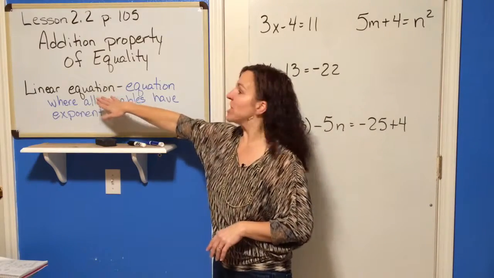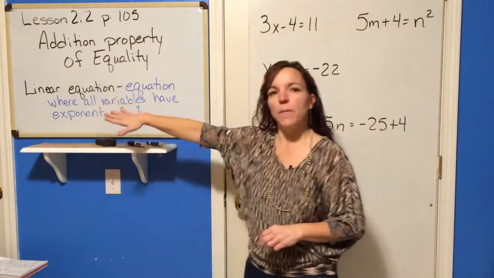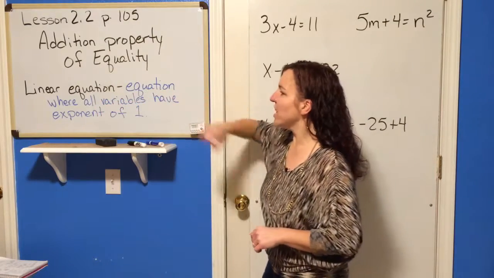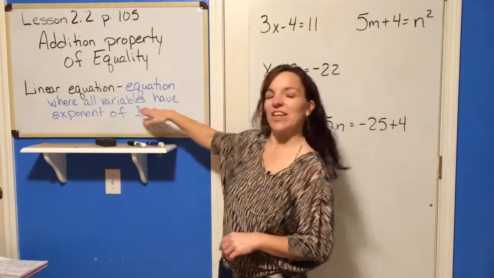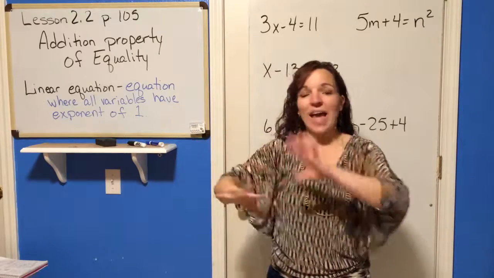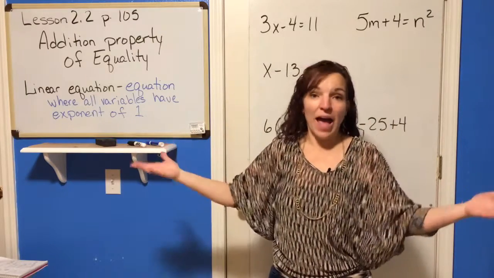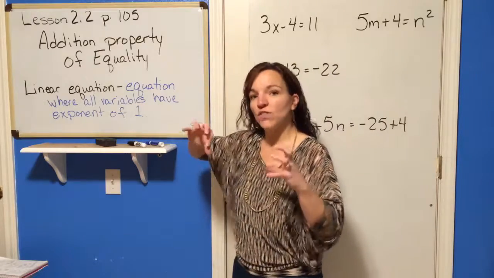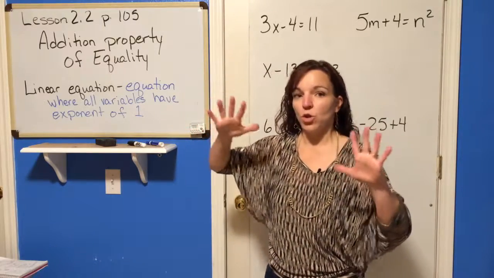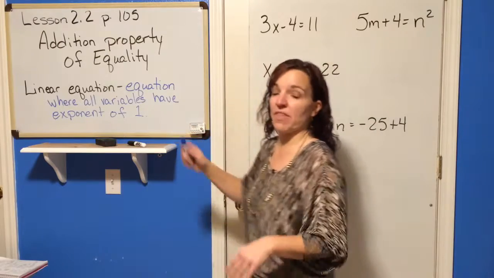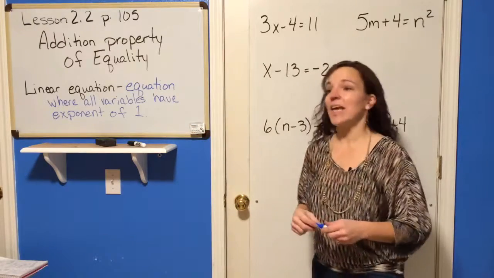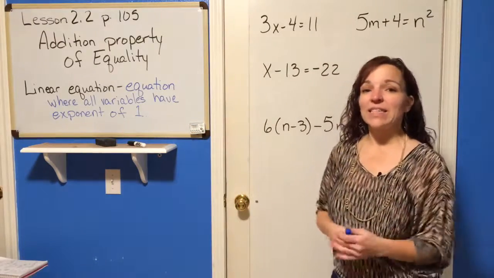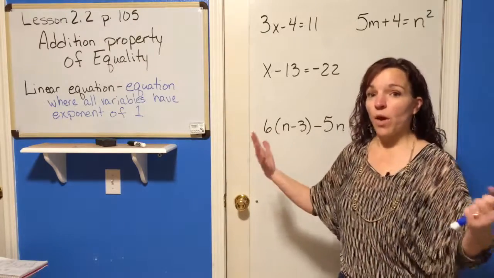Your definition for today is linear equation. A linear equation is any equation where all the variables have an exponent of 1. So you can have however many variables, however many different letters, as long as the exponents on all of those letters is just 1. No squared, no cubed, no fourth power, any of that type of thing. So the first section in your assignment is simply recognizing, are these linear equations?